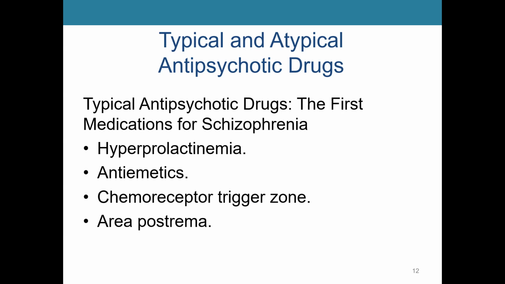The area postrema is the area in the medulla that produces vomiting. Many typical antipsychotic drugs, which again serve as dopamine D2 receptor antagonists, may block signals from the chemoreceptor trigger zone to the area postrema, thereby preventing vomiting. Some typical antipsychotic drugs also act as antagonists for the 5-HT3 receptors, a receptor action particularly linked to antiemetic effects.